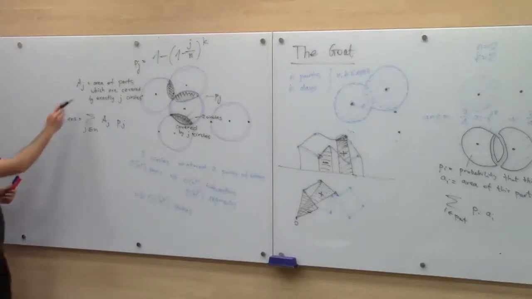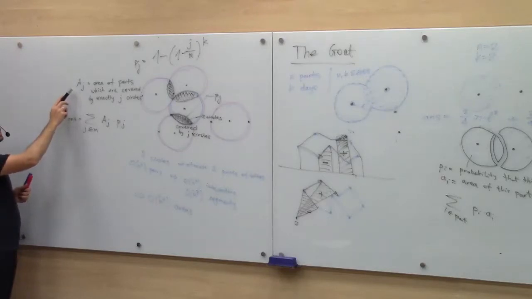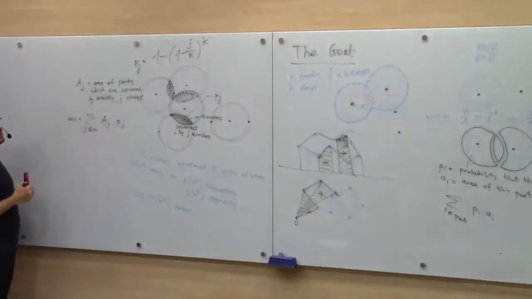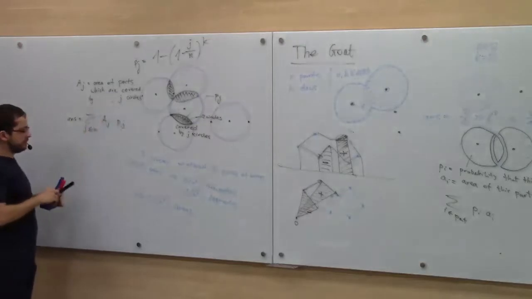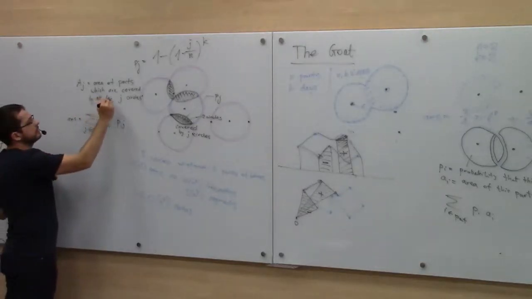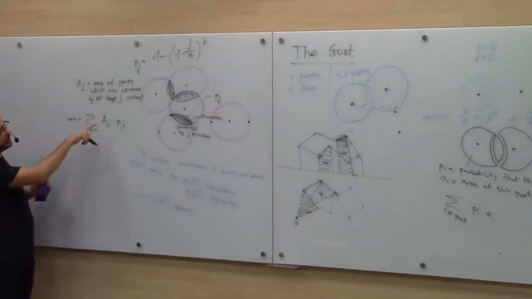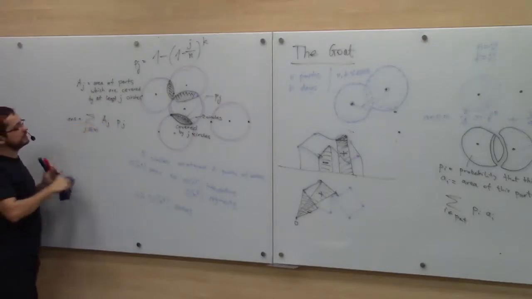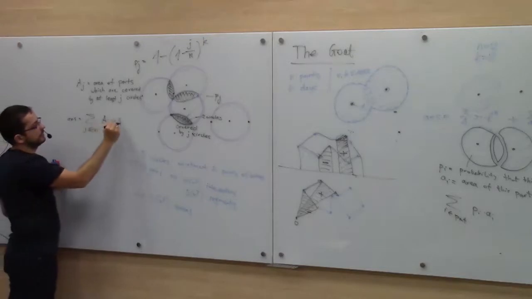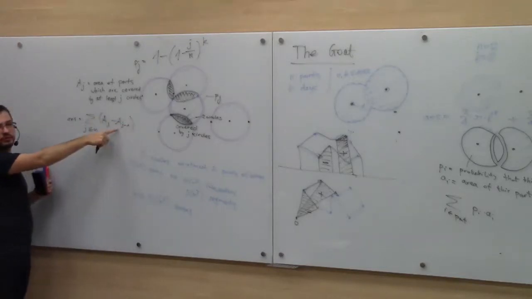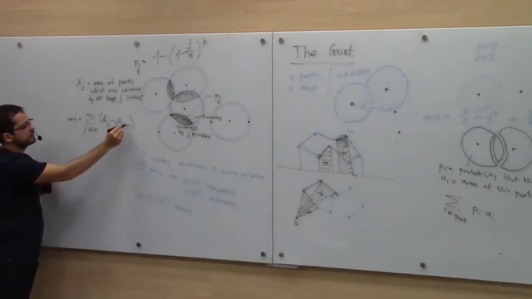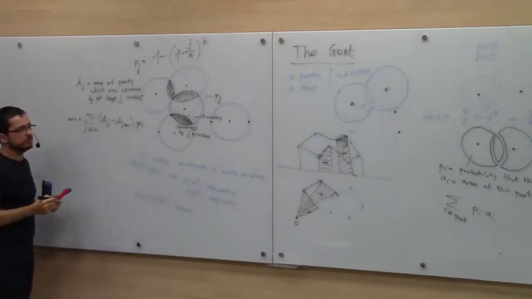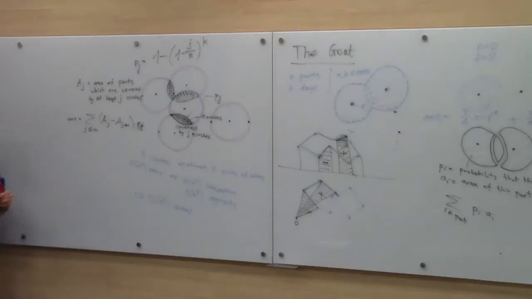So actually, if we change our definition of Aj, so that Aj is the area of parts which are covered not by exactly J circles, but by at least J circles, then we can change the answer. We need to just remove the part which is covered by the higher number of circles here, and we are done. Okay, so changing this definition is very simple.